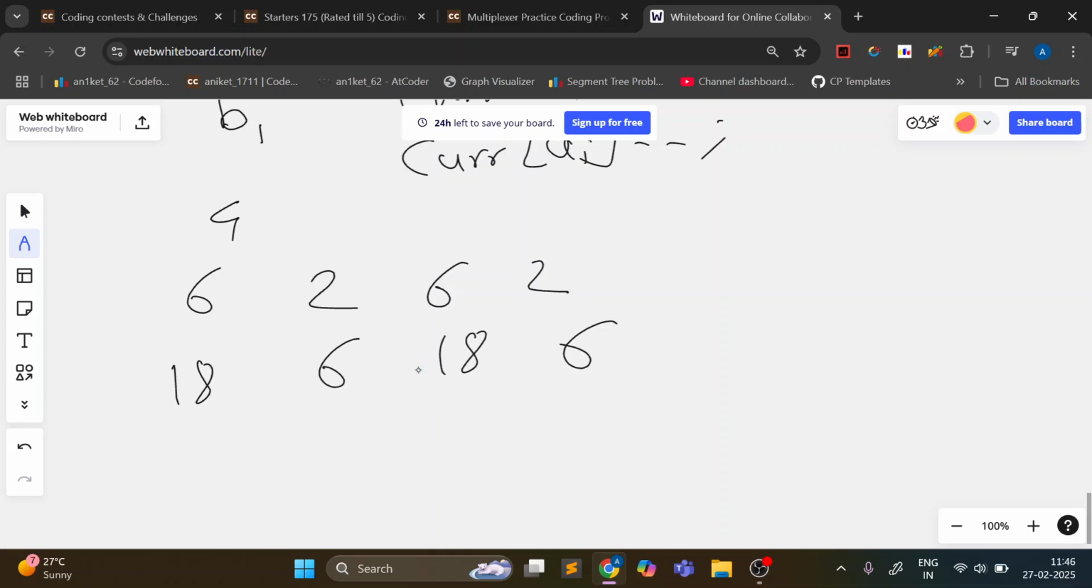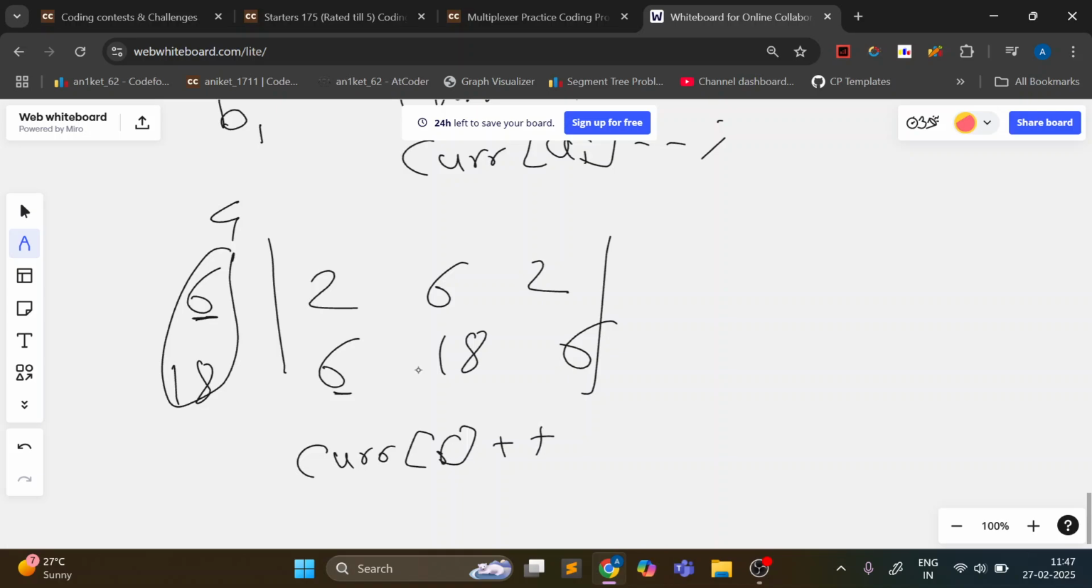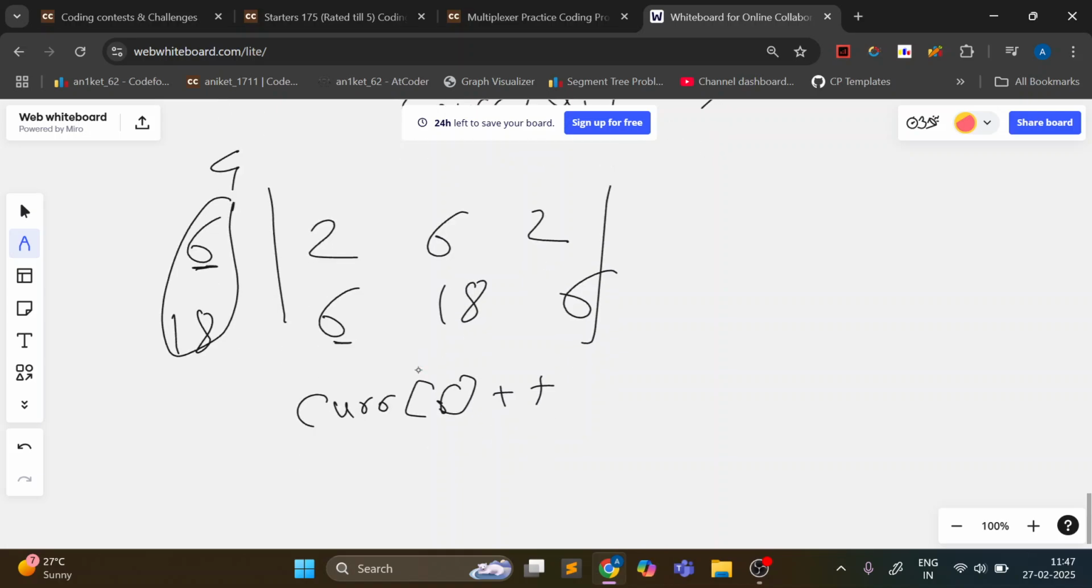So if I start from this index, let's ignore this for now and just focus on this array. Here the frequency of 6 would increase because it is a new element, but its original respective element would decrease.